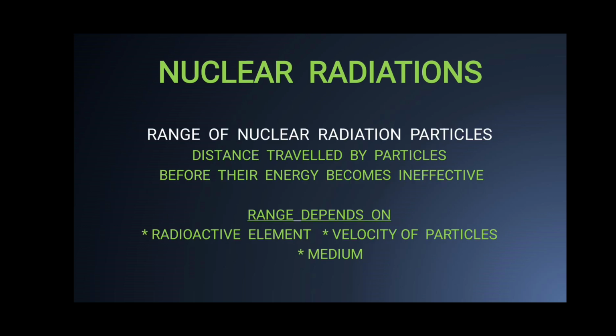The distance traveled by nuclear radiation particles in a medium before their energy becomes ineffective to ionize the medium atoms is called the range of nuclear radiation particles. The range of nuclear radiation particles depends on the radioactive element from which the particles are emitted, the nature of the medium through which the particles travel, and the velocity with which the particles are emitted from the radioactive element.